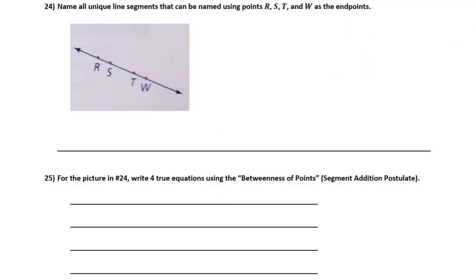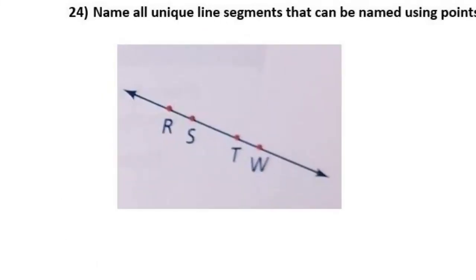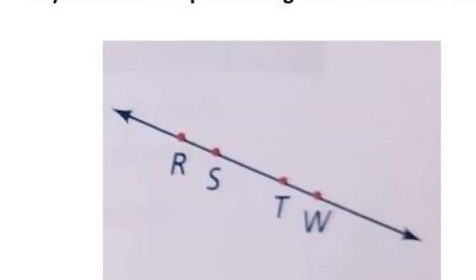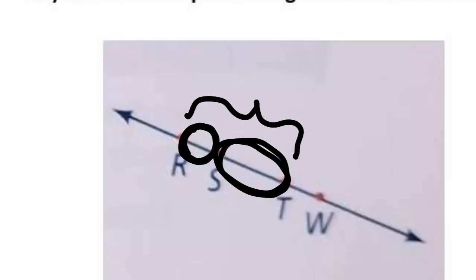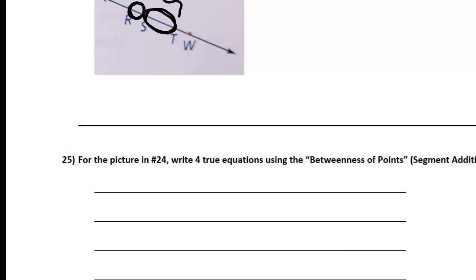Number 25. For the picture in number 24, write 4 true equations using the betweenness of points, the segment addition postulate. So we are supposed to write 4 true things using this picture up on top. Well, I see this little segment and this little segment side by side, and together they make this bigger segment. So RS plus ST equals what? RT.